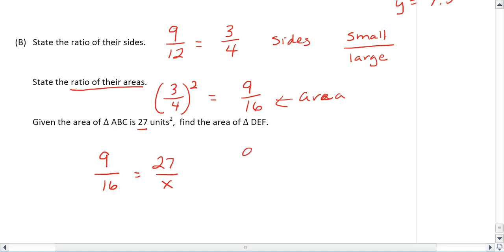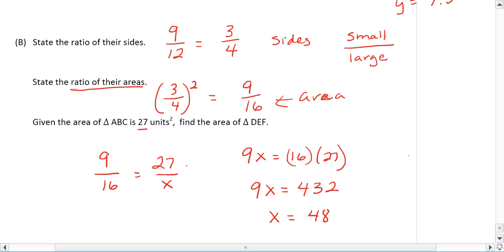And then we cross multiply to solve this. So 9x is equal to 16 times 27, which gives me 9x is 432. Dividing both sides by 9, I get x equals 48. So we have found then that the area of triangle DEF is equal to 48 units squared.